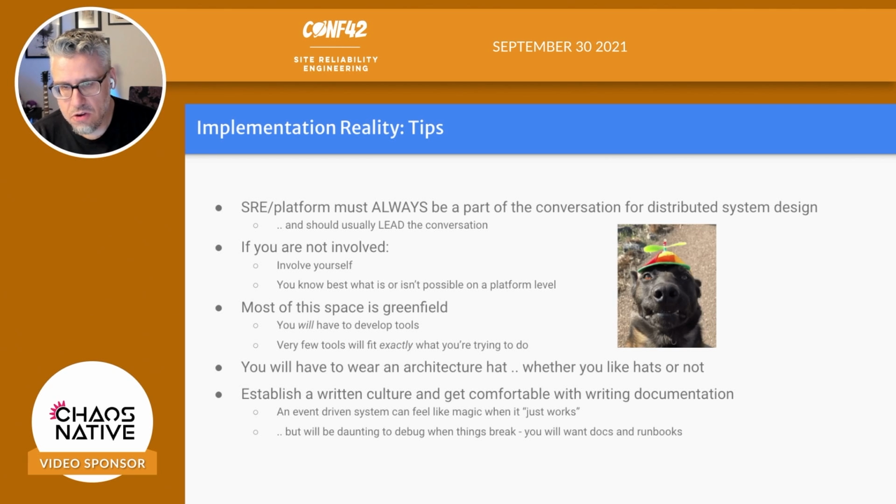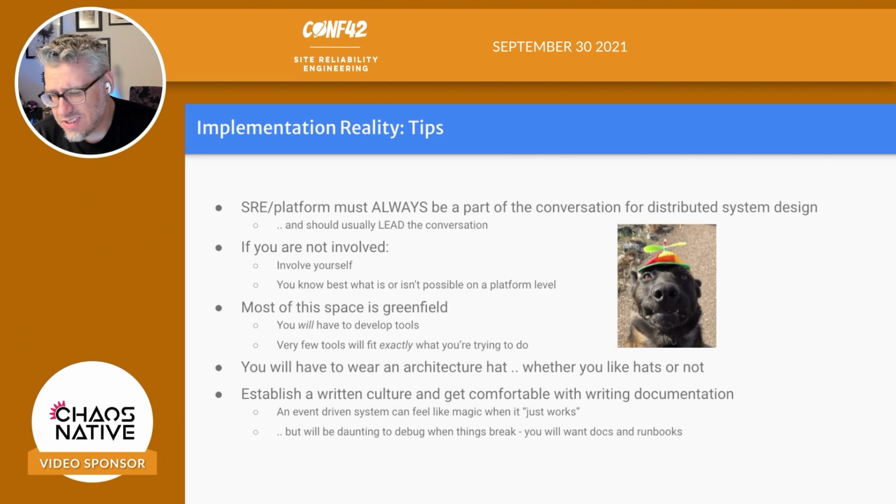Another thing is you need to get comfortable wearing an architecture hat. You will wear it no matter what. It's going to happen. And if you are being a thought leader and you're providing documentation and talks and so on, like it or not, you will have an architecture hat. It's just simply going to happen.